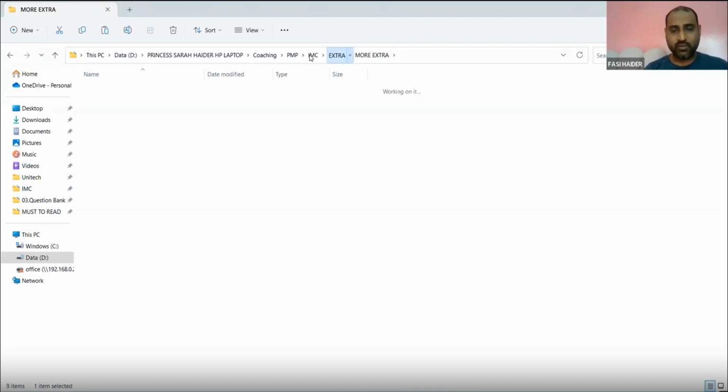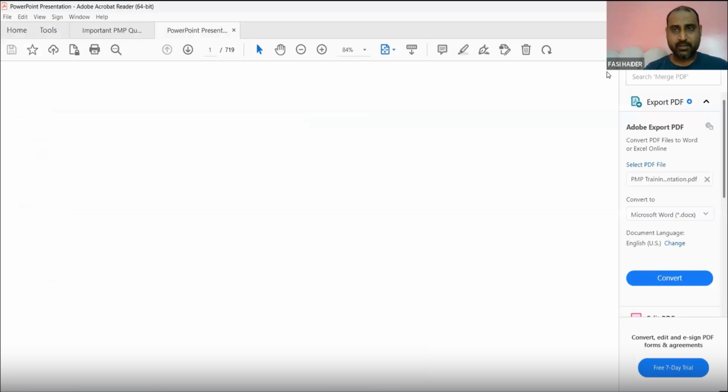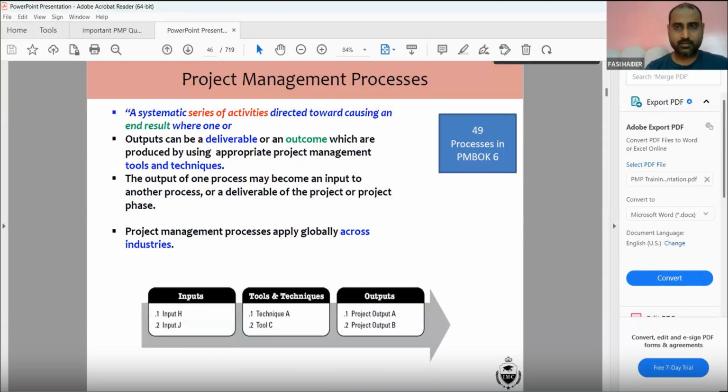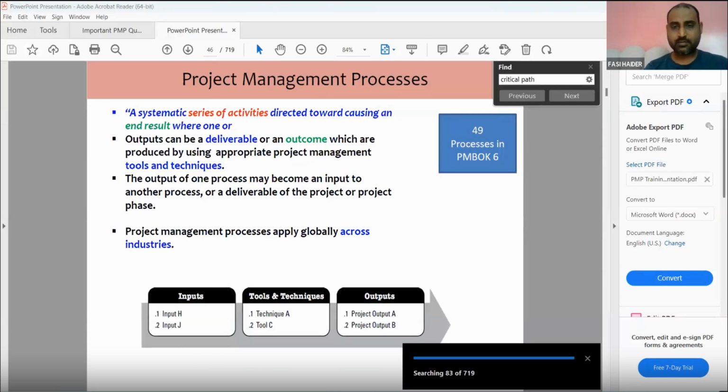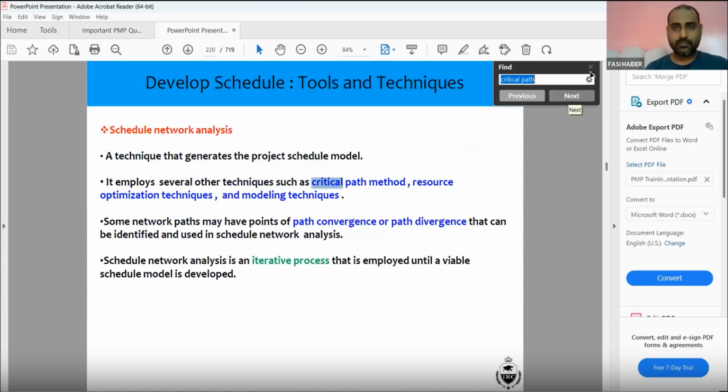Now, before we go, we have to go to the critical path method. So we will go into the critical path method. So Control F. Okay, so what is the critical path method?